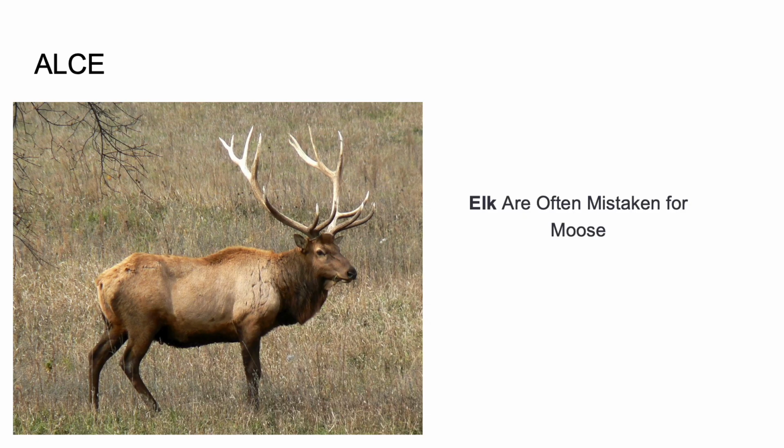Next we have alce. An alce is an elk, which is another one of those huge animals, and they belong to the deer family. But elk are often mistaken for mooses. I believe that's how you say the plural form. Mooses are also very big as well, and they have really big horns, so that's how they get confused.